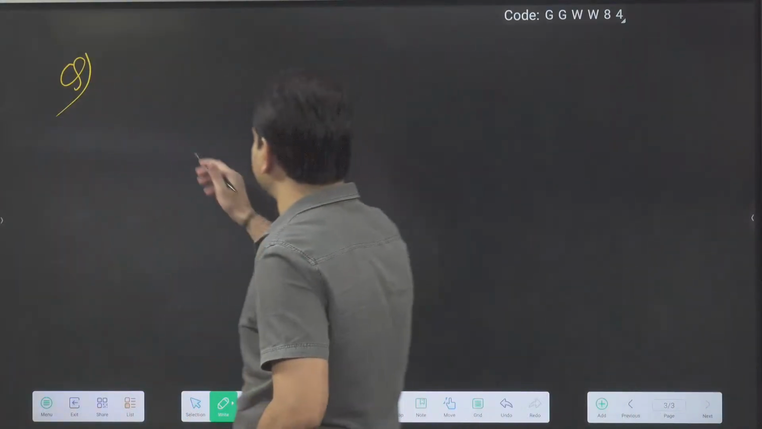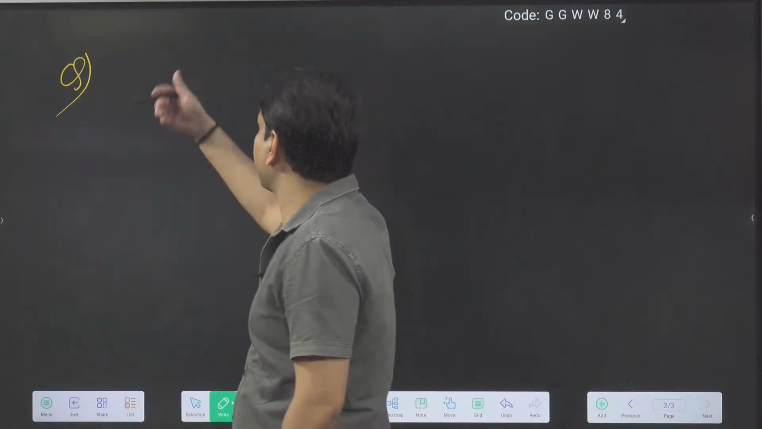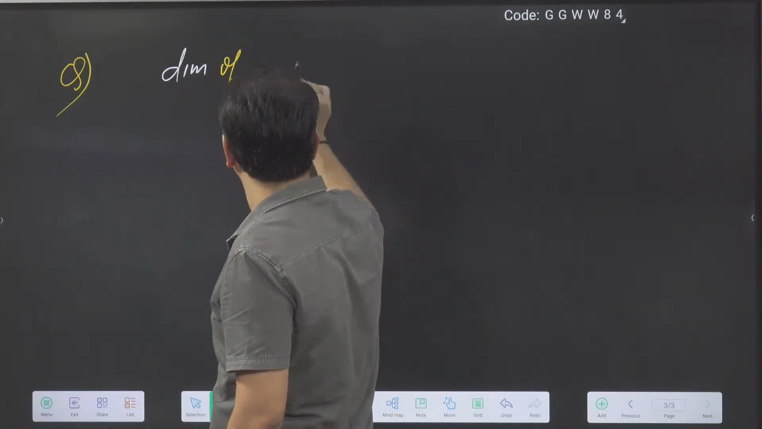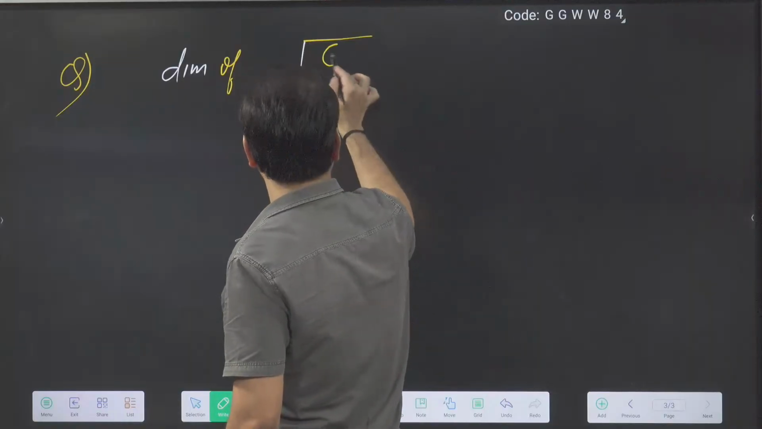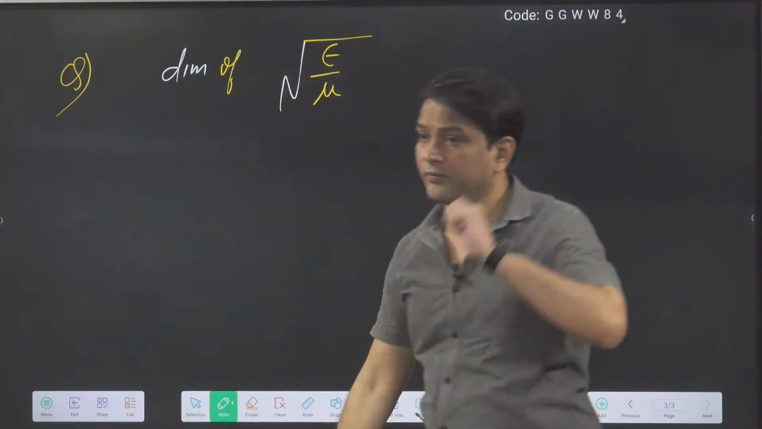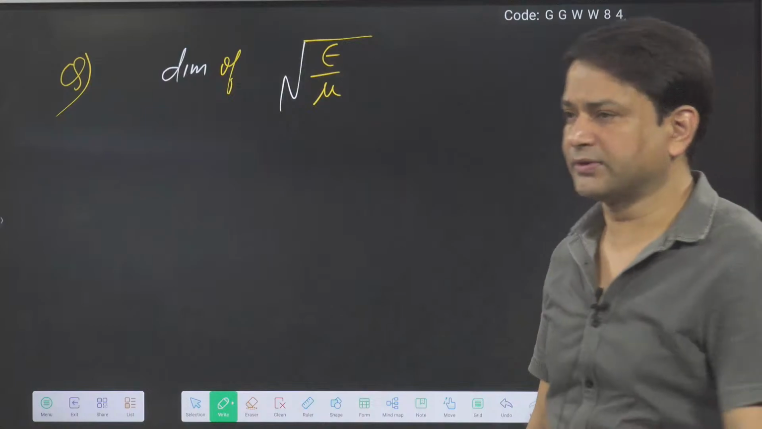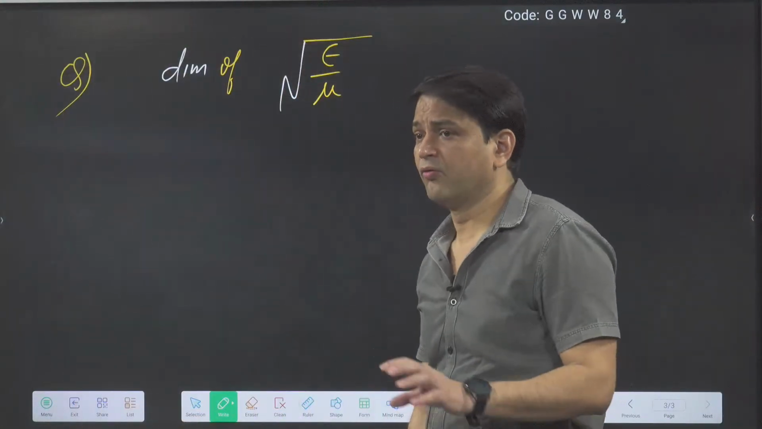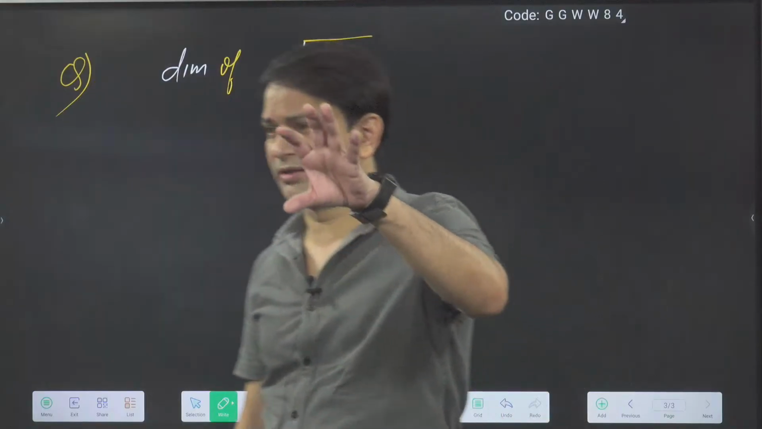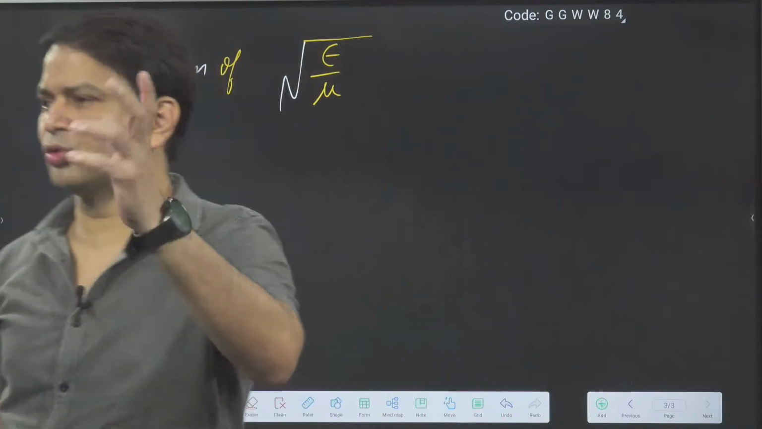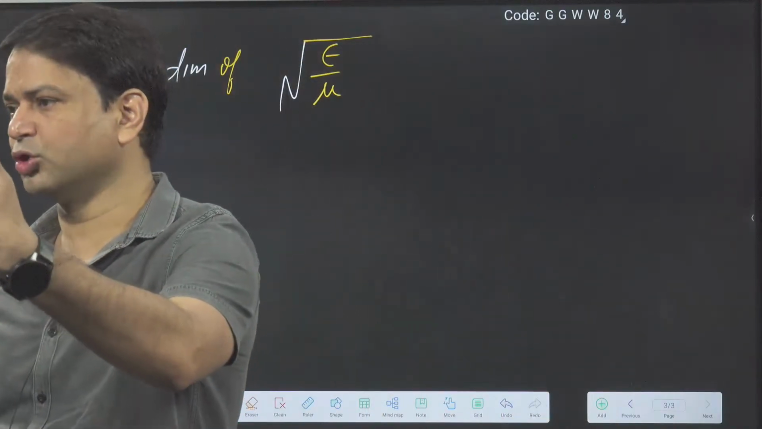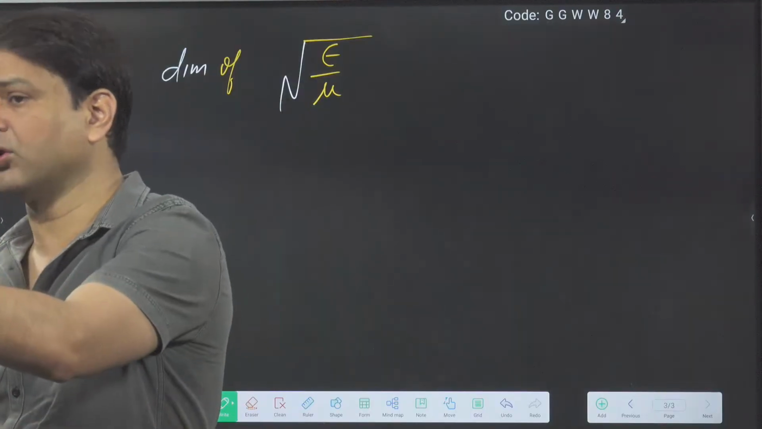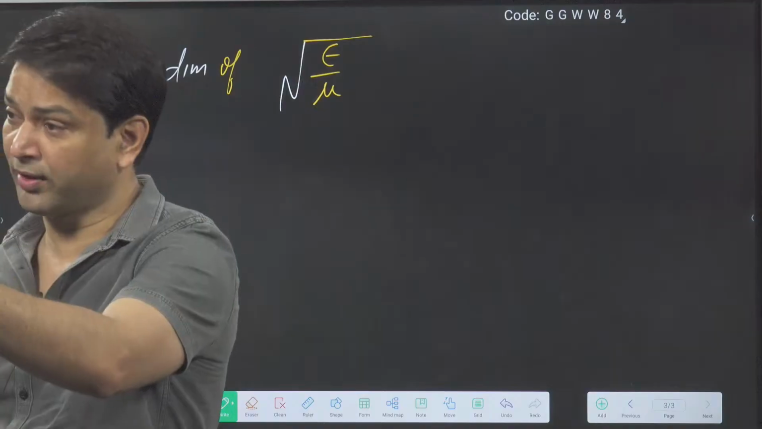One question came in JEE Main, a little bit different. Suppose I am asking the dimension of under root epsilon by mu. We have to find the dimension of under root of epsilon by mu. Then how will you find it? One way is to find the dimension of epsilon, find the dimension of mu, and then divide both. But it will be lengthy, because epsilon you have to find, mu you have to find, and then you have to divide.